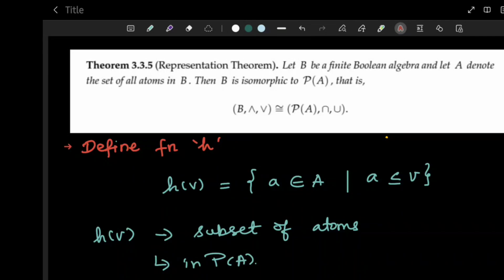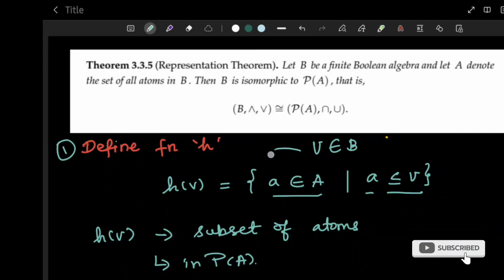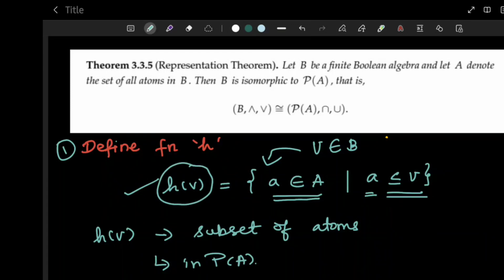First step of the proof of the theorem, we are going to define a function h. That is, h of v is equal to the set of all a belonging to A such that a is less than or equal to v. That is, for any element v belonging to B, we define h of v as the set of all a belonging to A such that a is less than or equal to v. What does this mean? This means take all the atoms that are less than or equal to v into this set h of v. I hope you understand. So h of v is a subset of atoms that fits in the power set of atoms A, that is P of A.